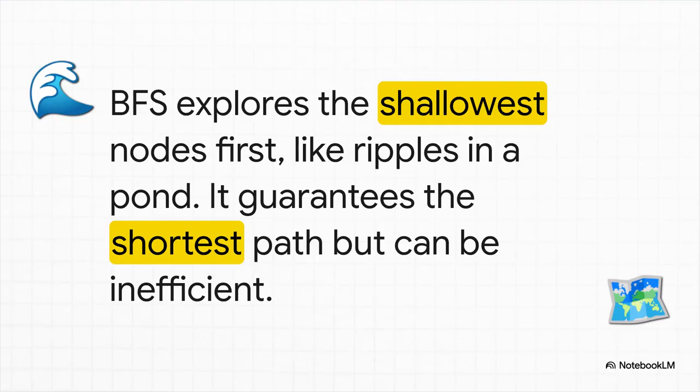I want you to imagine dropping a pebble in a pond. BFS works just like those ripples spreading out. It starts at the beginning, and it checks every single square that's one step away. Then it checks all the squares that are 2 steps away, then 3, and so on, expanding outward in a perfect circle. The big win here? Because it explores level by level, it is guaranteed to find the shortest possible path. The downside, yeah, there's a downside. It explores a ton of useless squares to get there.